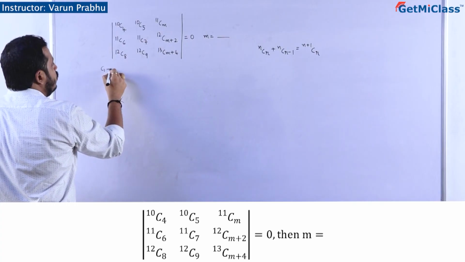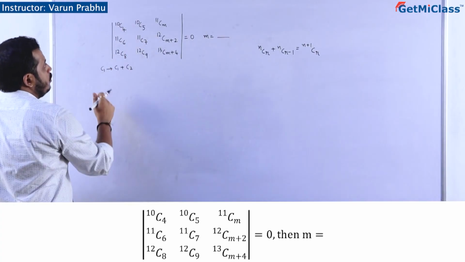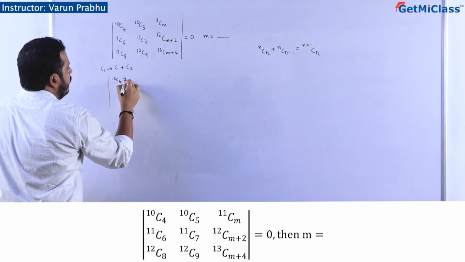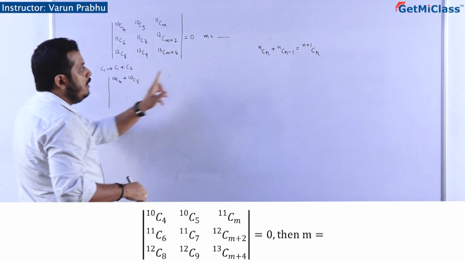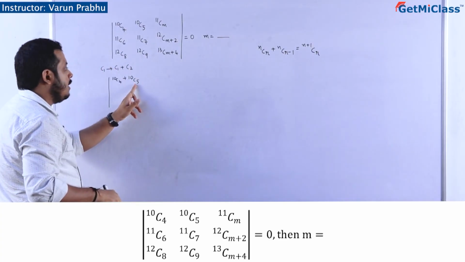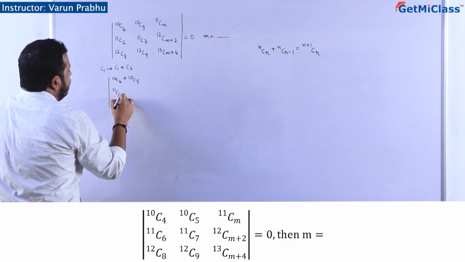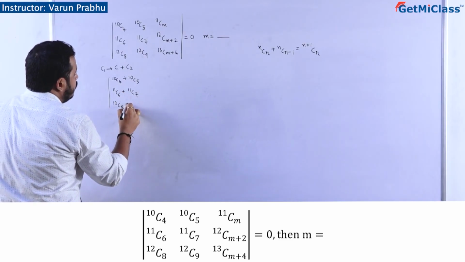So what I'll do, C1 transforms to C1 plus C2. Is it okay? C1 transforms to C1 plus C2. So I can write 10C4 plus 10C5, correct? 10C4 plus 10C5. This you can correlate here, nCr plus nC(r-1). Similarly here, 11C6 plus 11C7 and then 12C8 plus 12C9.